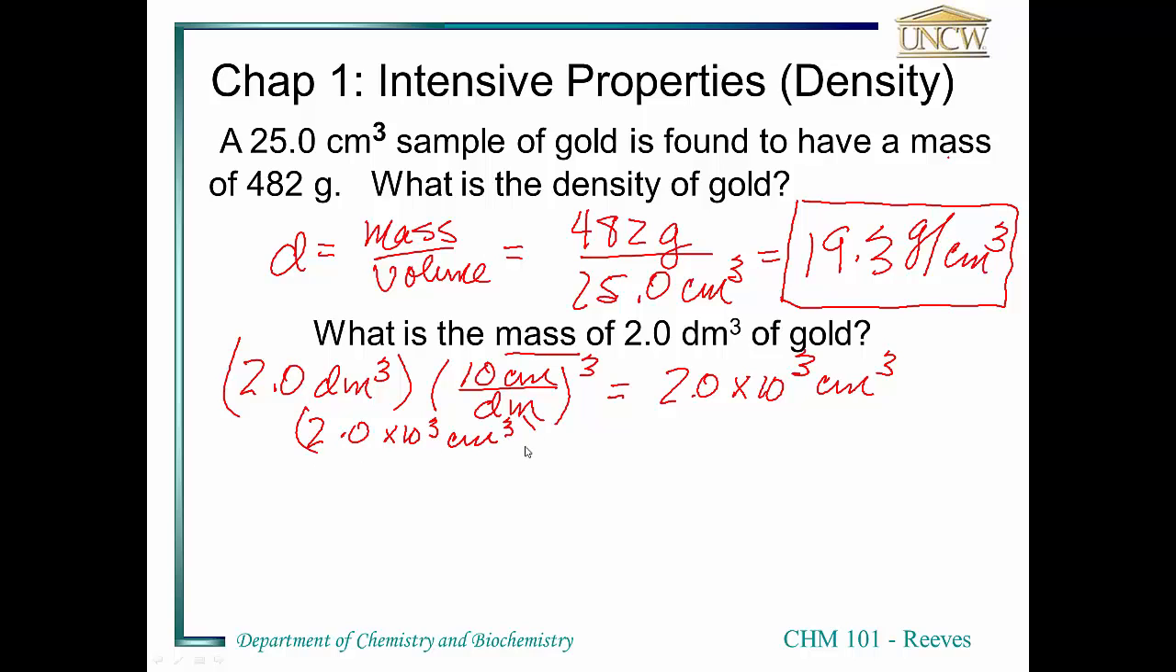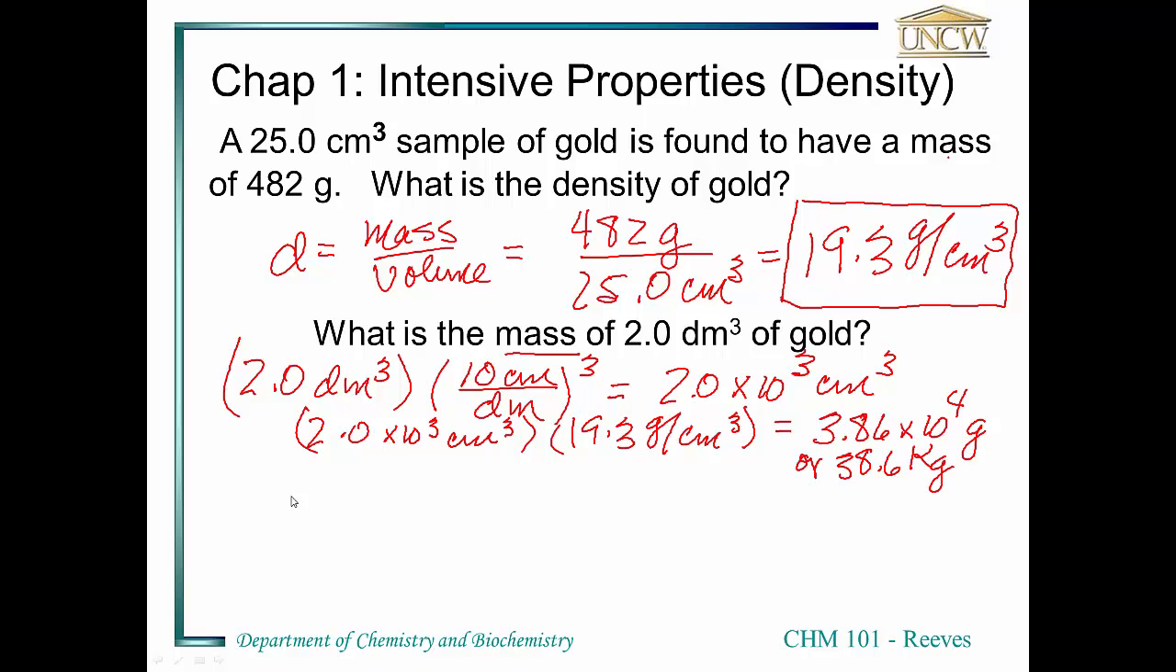Well, with 2.0 times 10 to the third cubic centimeters and a density of 19.3 grams per cubic centimeter, it follows that we've got 3.86 times 10 to the fourth grams, or 38.6 kilograms. So 2 liters of gold weighs about 38 kilograms at 2.2 pounds per kilogram. That's about 100 pounds.